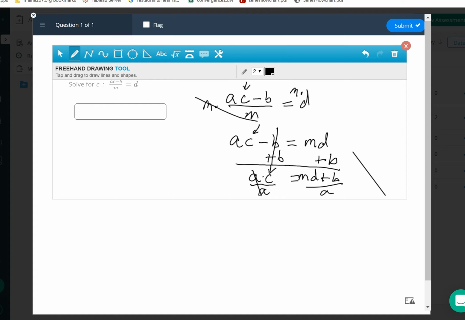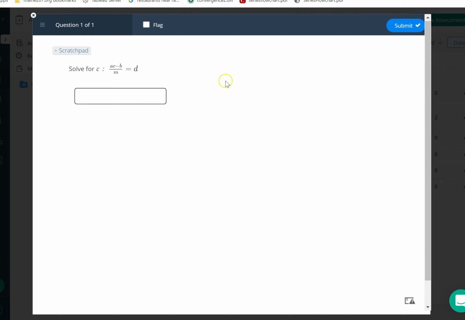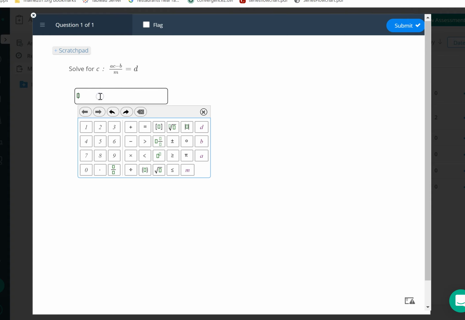Well, now what? You can just take your cursor and go to your answer. Actually, we can close this. You might want to write these problems down. It's always good to copy the problem down on some scratch work and to write your final answer down on that scratch work, that we have MD plus B all over A. I'm going to close that scratch pad and then come right over here to our answer block.